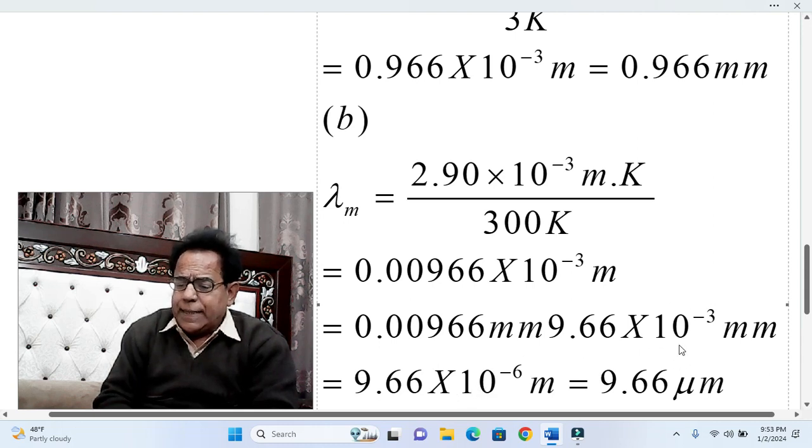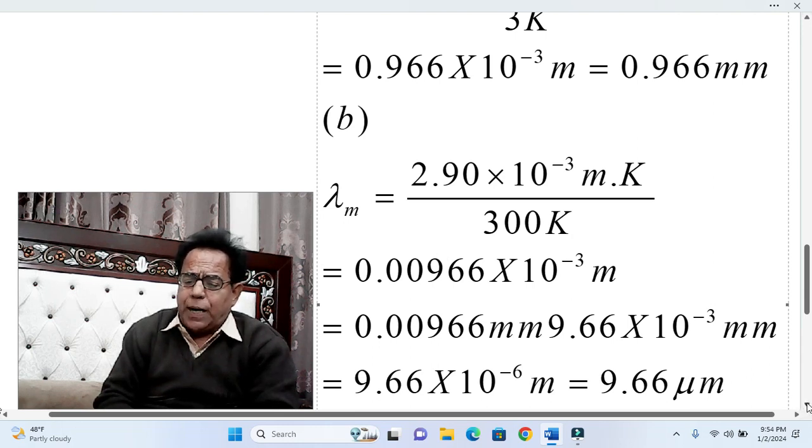Okay, this is 10 raised to the minus 3, and this milli is also 10 raised to the power minus 3. So these two will add and contribute as 10 raised to the power minus 6 meter, and we know that 10 raised to the power minus 6 is micro, which is usually denoted by the mu symbol. So this has become equal to 9.66 micrometer. Okay, 10 raised to the power minus 6 is micro, while 10 raised to the power minus 9 is nano. We will see that in part C. We will have to deal with the nano. Okay, so our part B has been solved.